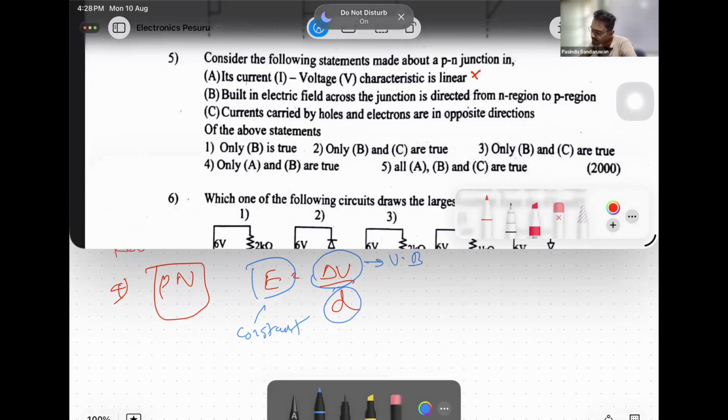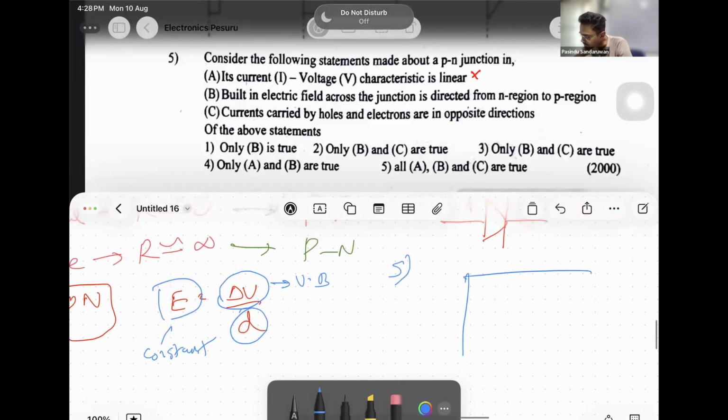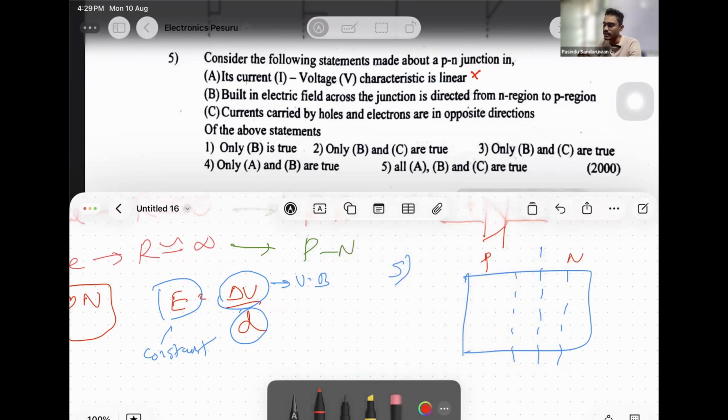B: built-in electric field across the junction is directed from N region to P region. That is correct. That's a good one. How to check it? We know when a PN junction is made, electron hole pairs are rearranged. Now on this side, P means we have holes. On this side, N means we have electrons, negative.